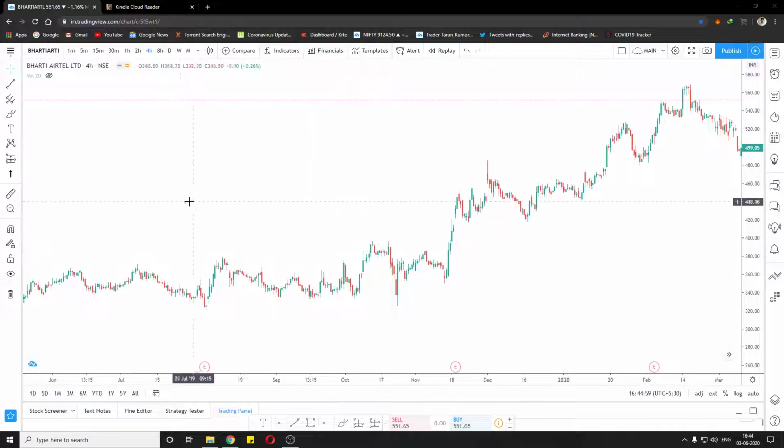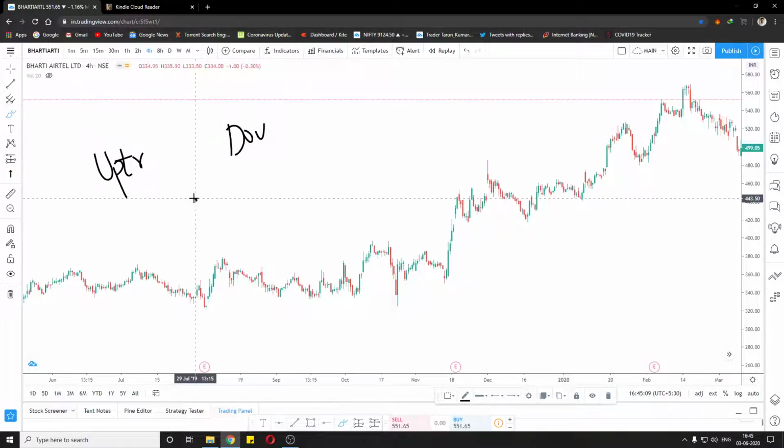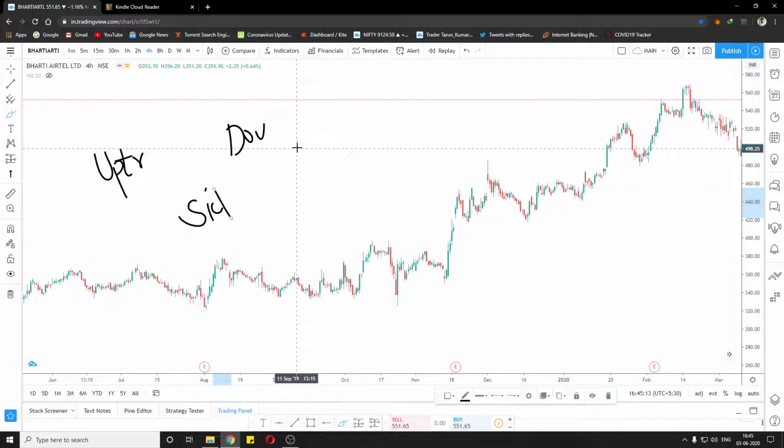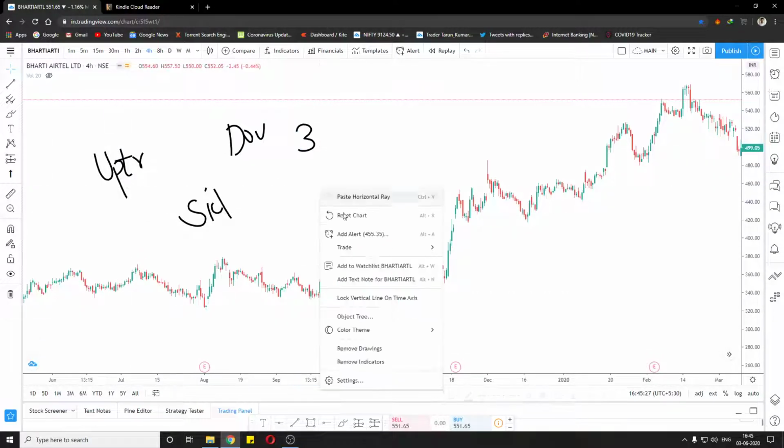So in this video, we will talk about what is an uptrend, and then we will talk about what is a downtrend and what is a sideways market, because these three are the only possibilities in the market. There is no fourth thing. Either the market is in an uptrend, or in a downtrend, or it is sideways. There is no fourth thing. So we'll start with the uptrend.